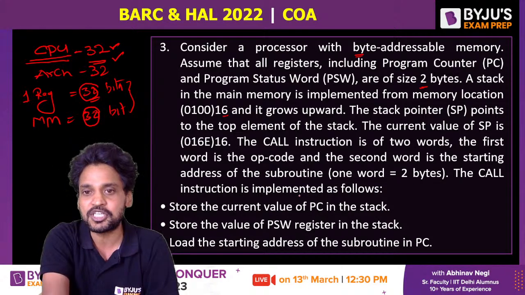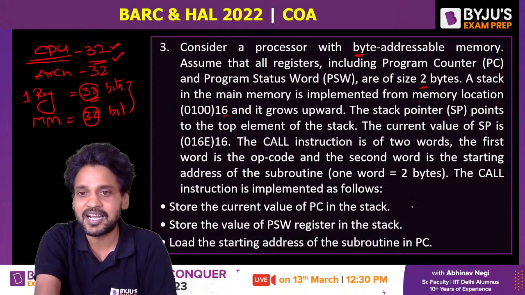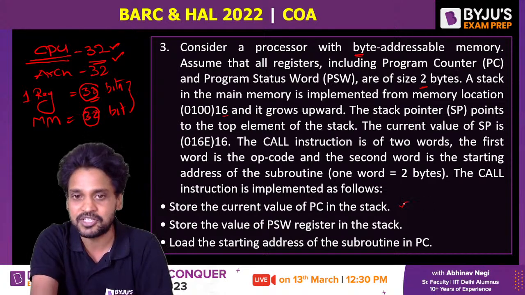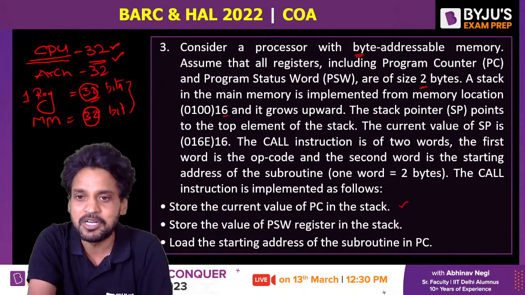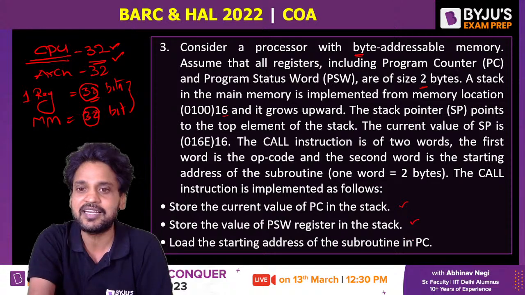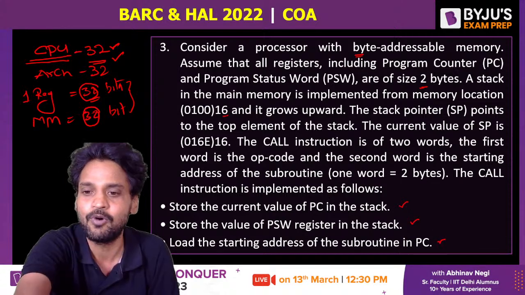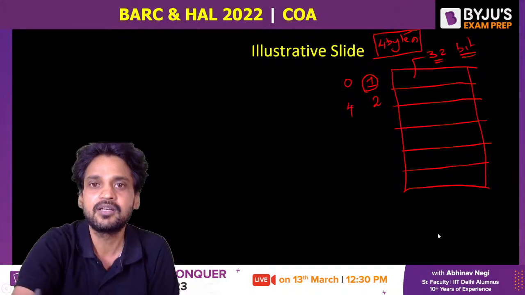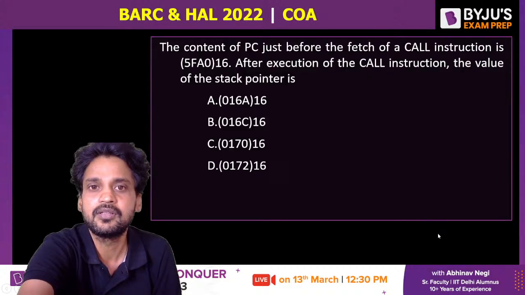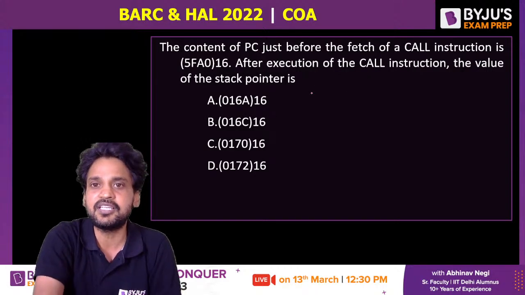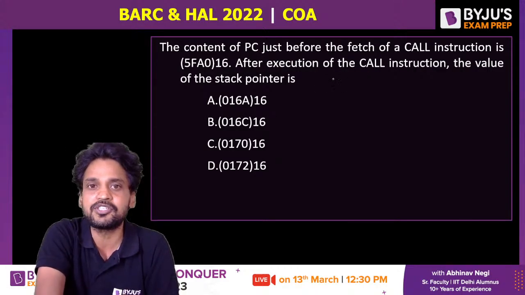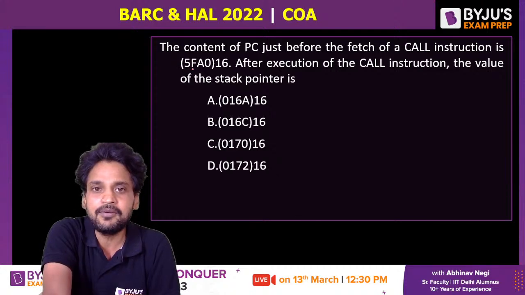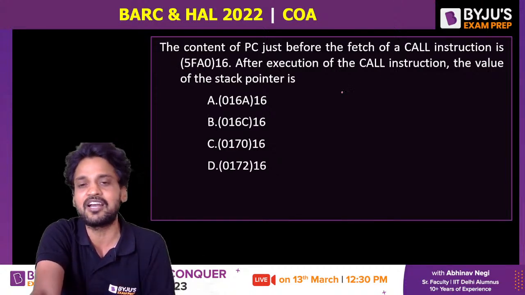The call instruction is implemented as follows. Store the current value of the program counter in the stack. Store the value of the PSW register in the stack. Load the starting address of the subroutine in the stack. What is the question asked here? The content of the PC just before the fetch of the call instruction is 5FA0 (hex). After execution of the call instruction, what is the value of the stack pointer?